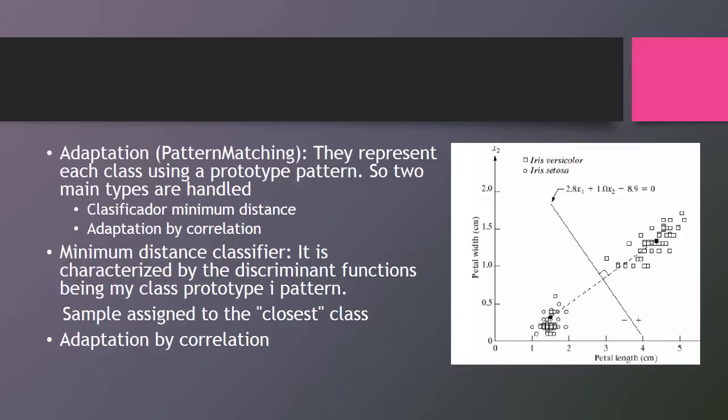The adaptation represents each class using a prototype pattern, so two main types are handled: the minimum distance classifier and the adaptation by correlation. The minimum distance classifier is characterized by the discriminant functions being based on my class prototype pattern, and the sample is assigned to the closest class.